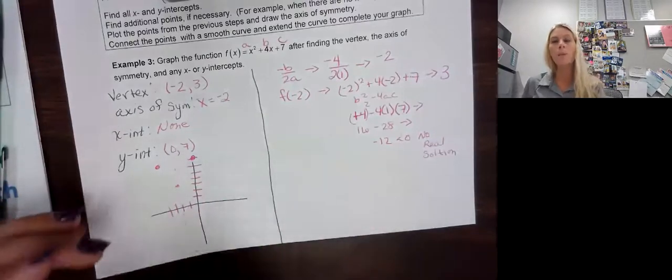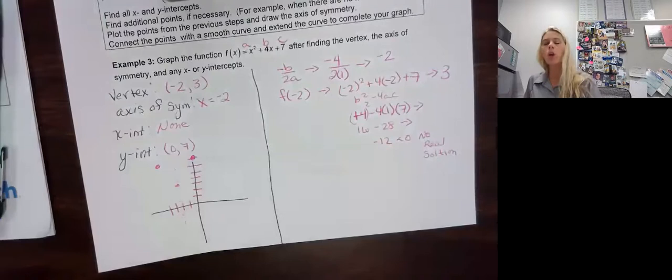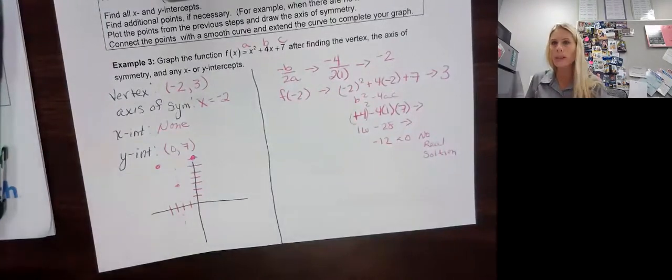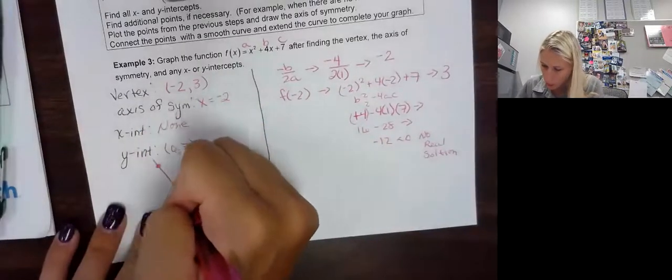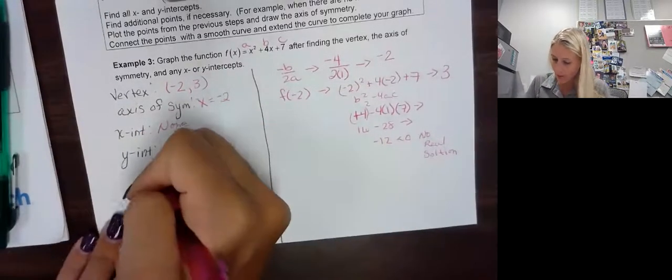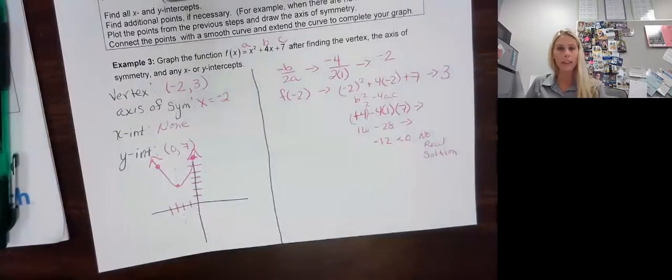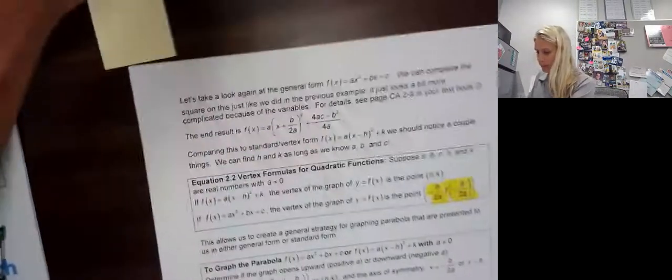Now, if your problem asked you to label 2 more points, you're going to have to plug in any number and find what that value is. But the good thing about it being symmetric is that we just have another point reflected on the other side, and you're done.